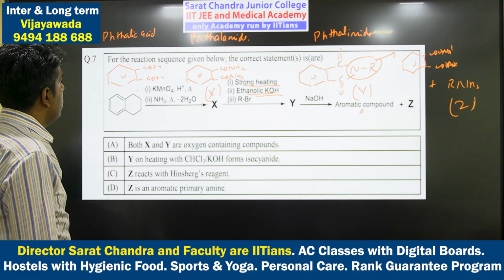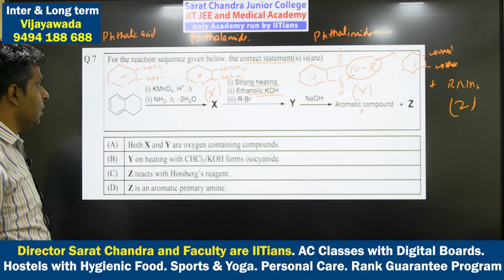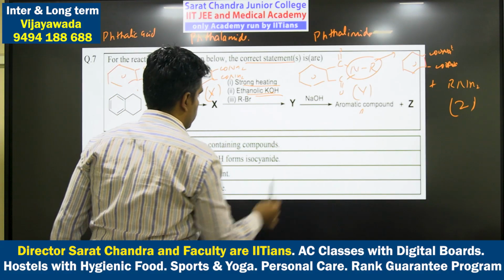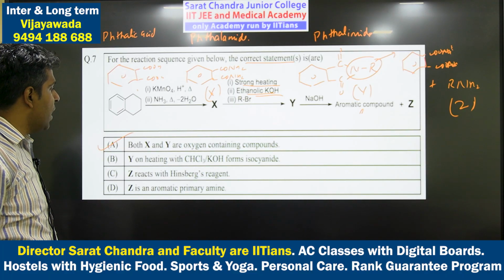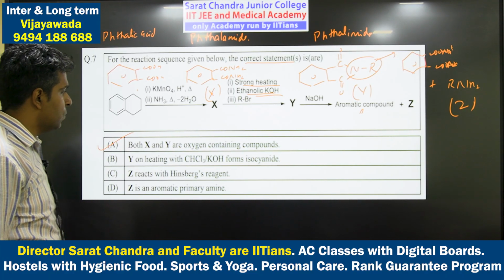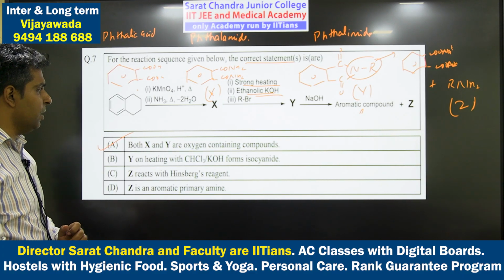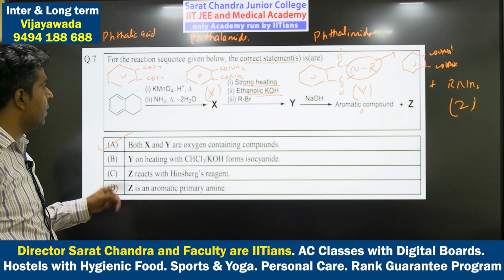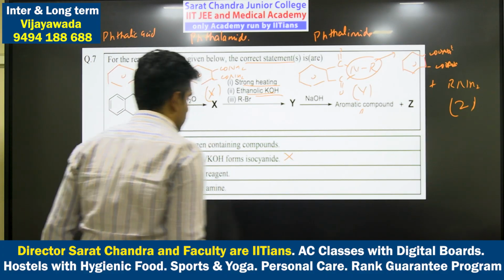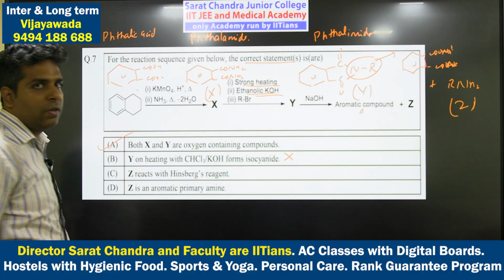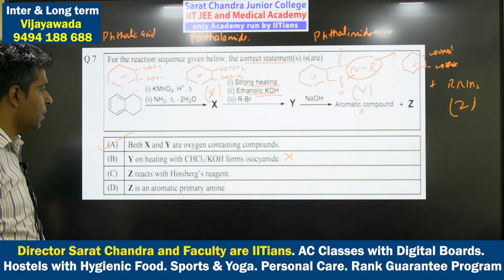Now the question is asking for correct statements. First statement is both X and Y are oxygen containing compounds. X is having oxygen, Y is also having oxygen. So the first statement is correct. Now Y on heating with chloroform and KOH forms isocyanide. That is the test for primary amine. Y is not a primary amine, so this will not give the isocyanide test. That is only for primary amine, where foul smelling isocyanide is formed.